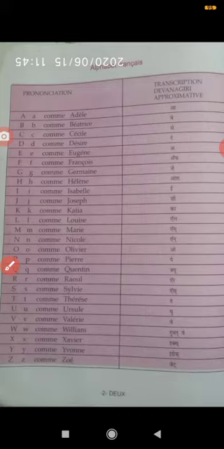The letter A is pronounced as A. Okay, please note that. Say with me, A. B is pronounced as Bay. Say with me, Bay. C is pronounced as Say. Okay. D is pronounced as Day.